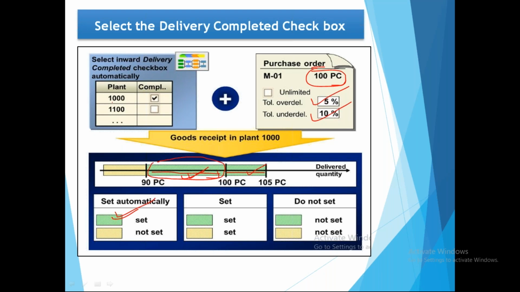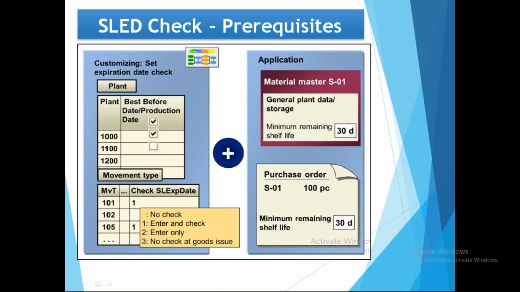Okay, in the configuration at plant level, if you want to activate this functionality, you need to activate the automatic delivery completed checkbox at plant level. Once you do this configuration, and in the purchase order you maintain the tolerances according to the delivered or received quantities, the system will automatically set the delivery completion indicator. Okay, so this is how it will happen.